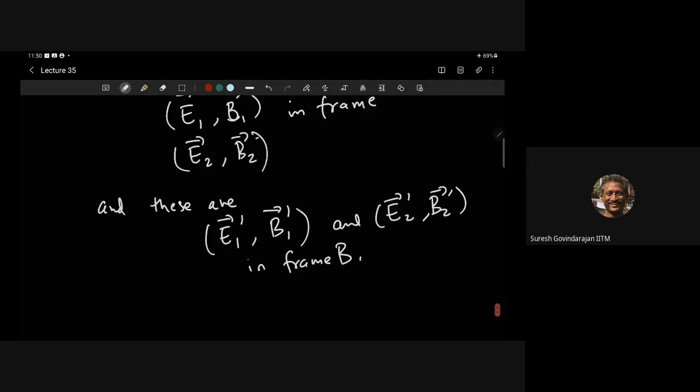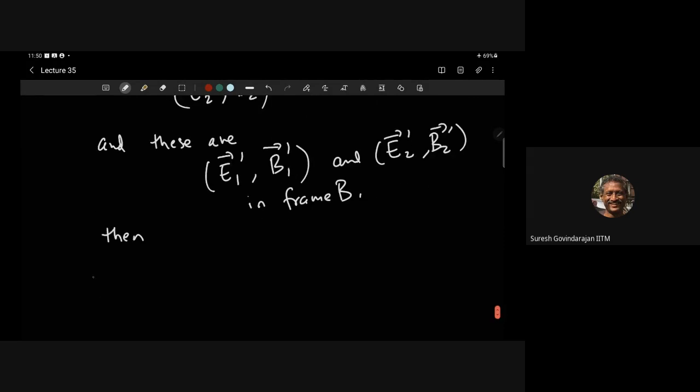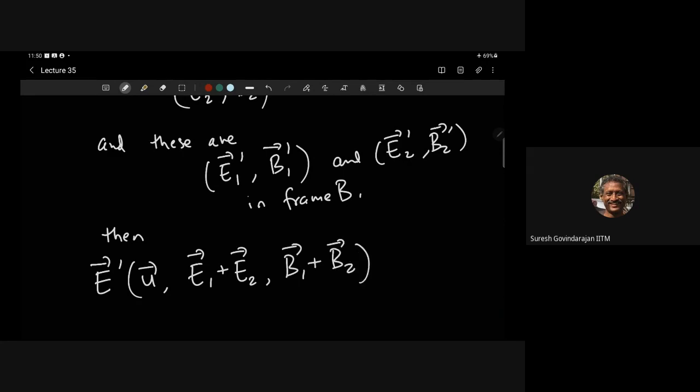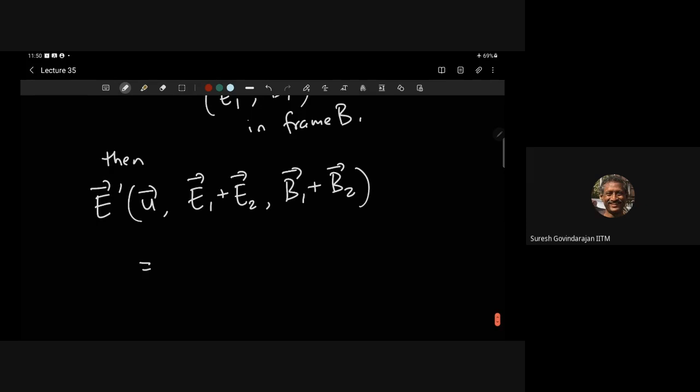How are these two going to be related? Then E prime of U, I'm taking the particular place of alpha and beta, which we looked at earlier as 1. Okay, for simplicity, you could put alpha in. What should this be equal to? Anybody?